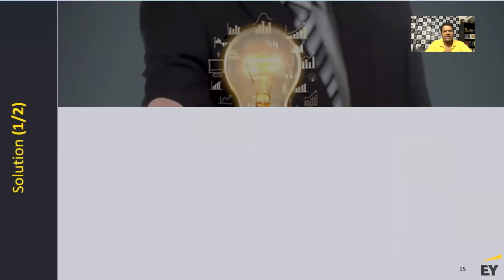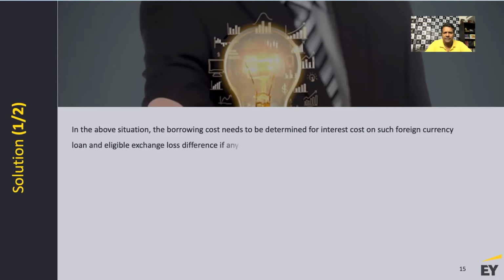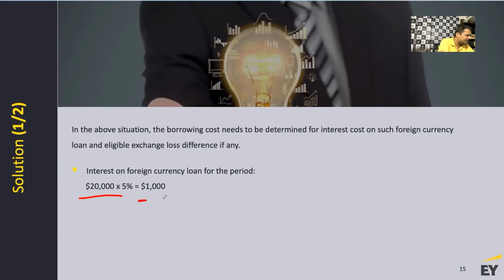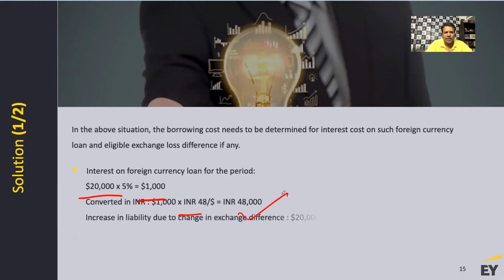So let's look at this solution. The borrowing cost needs to be determined for interest on foreign currency and eligible exchange differences, if any. So $20,000 at the rate of 5%. How much is my dollar interest? It is $1,000, converted at 48. So ₹48,000 is what I'm going to pay, assuming that is what I'm paying at the end of the year.